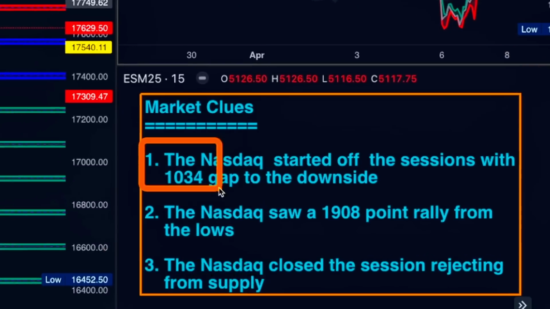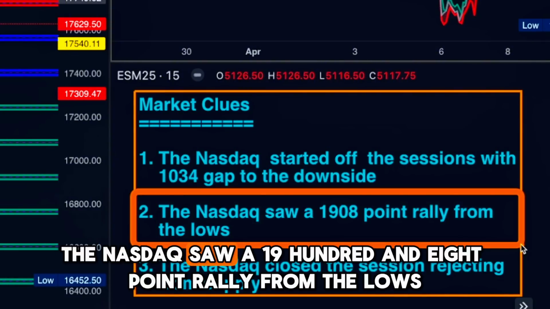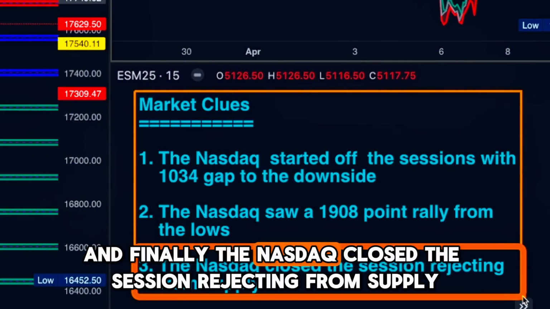And in summary, the Nasdaq started off the session with a 1,034 point gap to the downside. The Nasdaq saw a 1,908 point rally from the lows. And finally, the Nasdaq closed the session rejecting from supply.